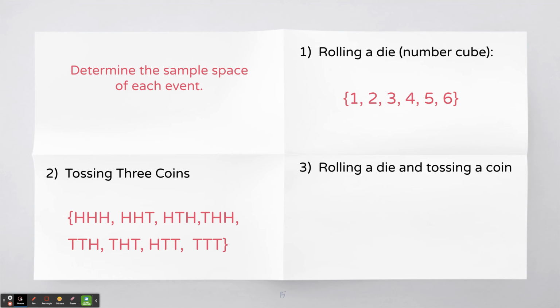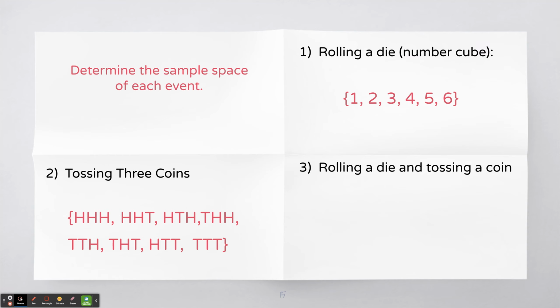So now that I have this sample space, notice it's made up of 8 elements. These elements are not numbers. These elements are combinations of coin outcomes. I could now ask probability questions based on the sample space. So it's helpful to write out the sample space. It'll help me solve probability problems.